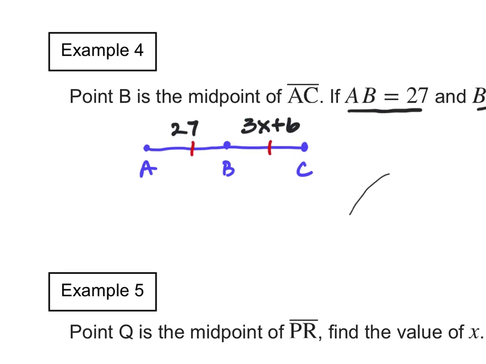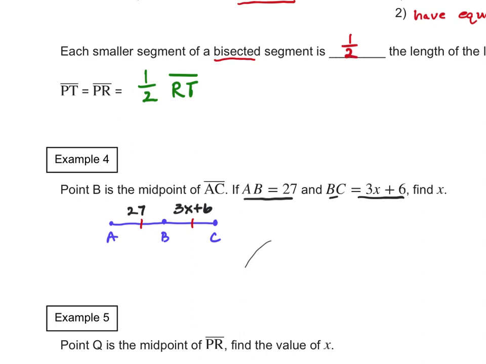Looking at what I know, AB is equal to BC, because then I can do some substitution. AB is 27. BC is 3x plus 6. Look at that, I have an equation. Here's my definition of a midpoint and congruency, and then I did some substitution and came up with an equation. Now all I've got to do is simplify.